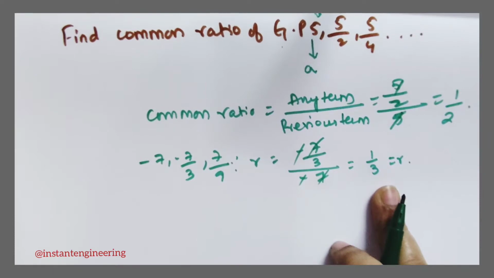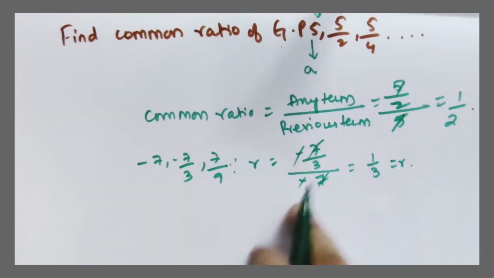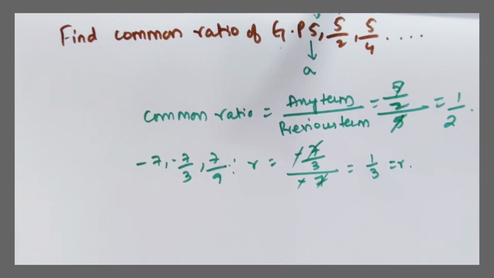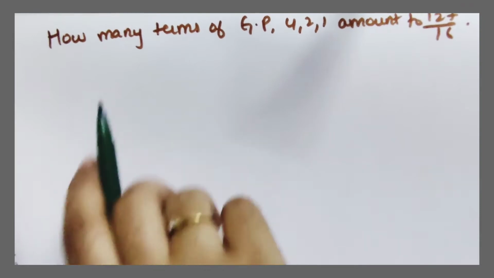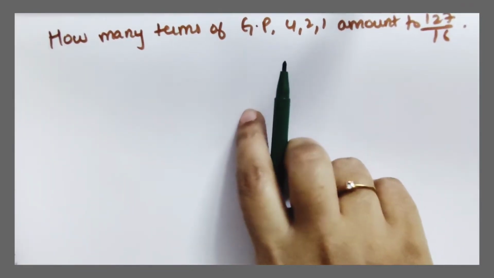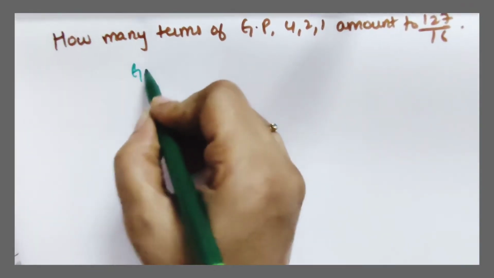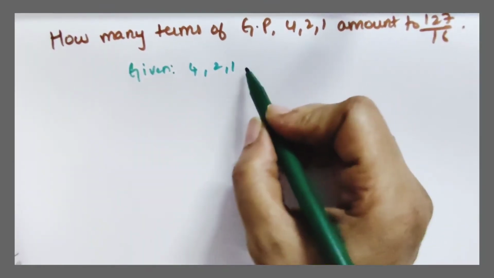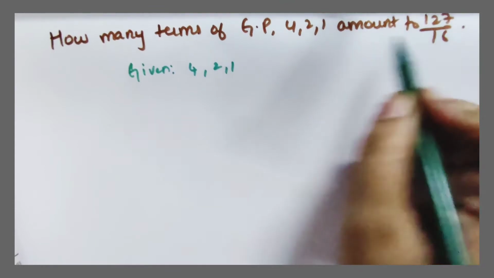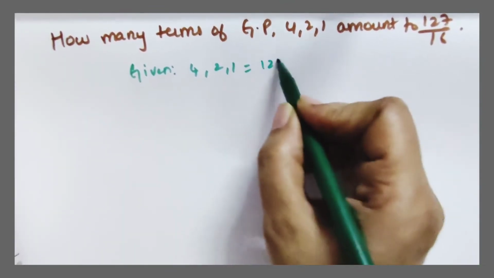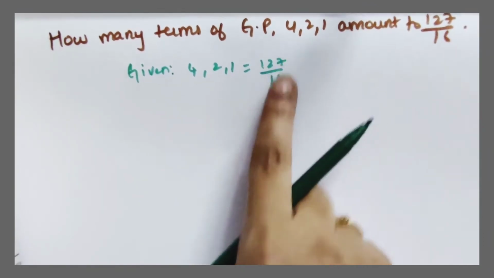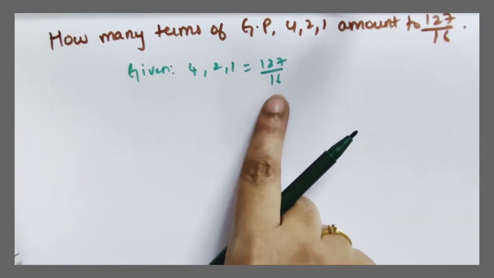Now I will show you one more problem which is generally asked. He will not ask you this easy kind of question, something a little bit difficult. We'll see in the next problem. So here something is given like this. First write the given conditions. Given is 4, 2, 1 and the sum value is equal to 127 by 16. Now he is asking at what term you will be getting this 127 by 16. That is what the question is.